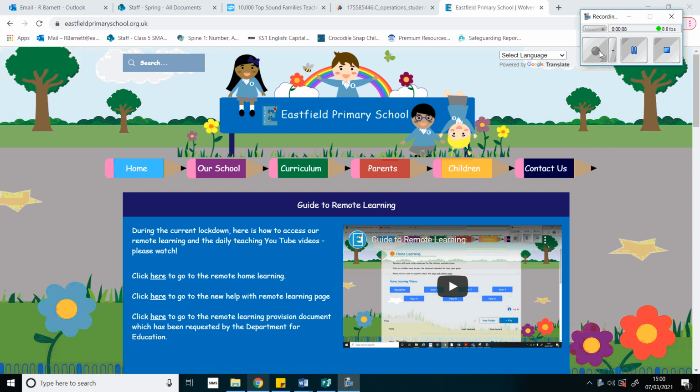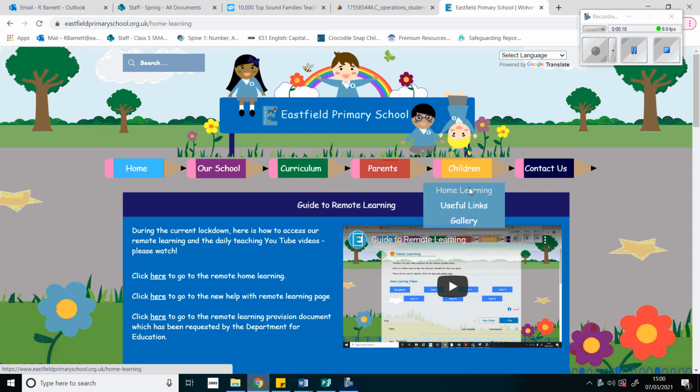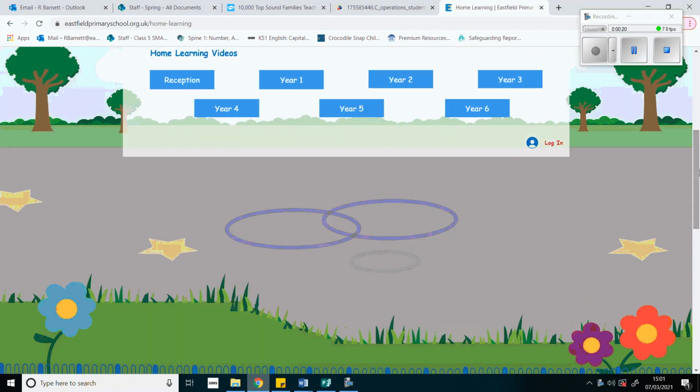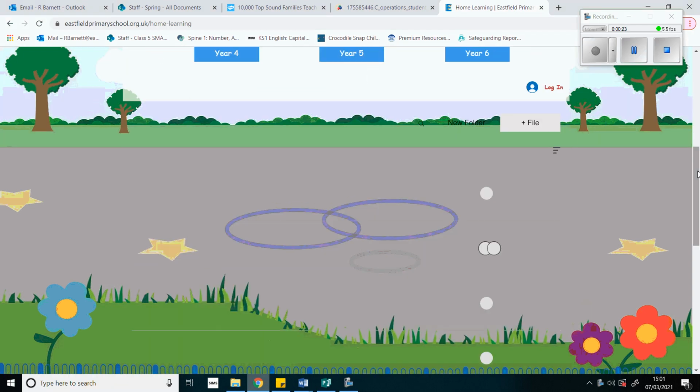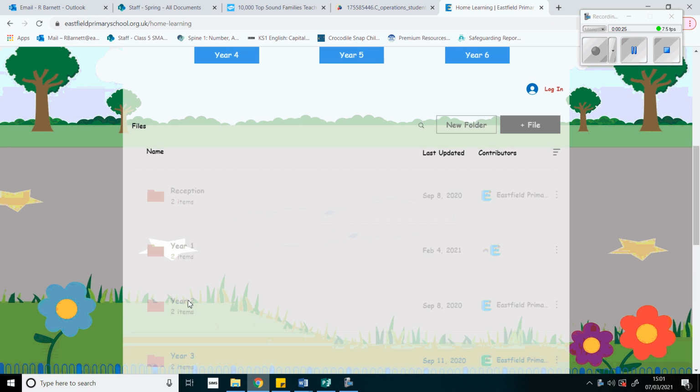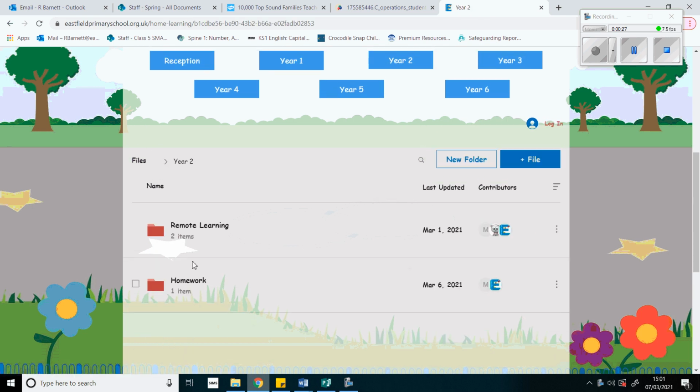So I'm just going to show you how to find your remote learning. It's exactly the same as it has been during our lockdown, but just a bit of a reminder. If you go into our Eastfield website and then onto Children, Home Learning, you will find our remote learning in the Year 2 folder. The homework is the weekly homework that we give, but this folder is the one that you need to focus on, our remote learning.